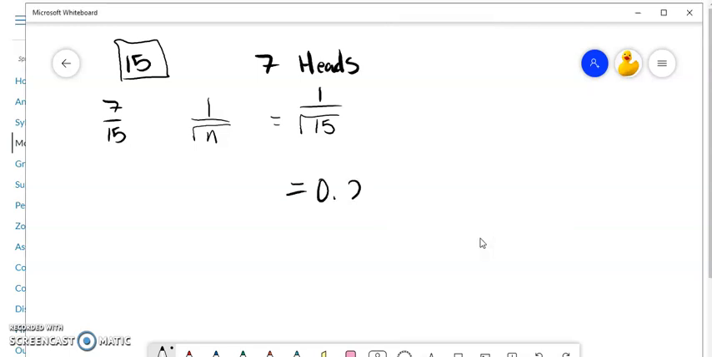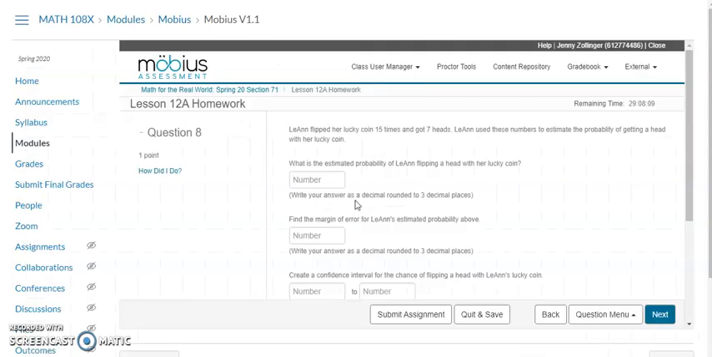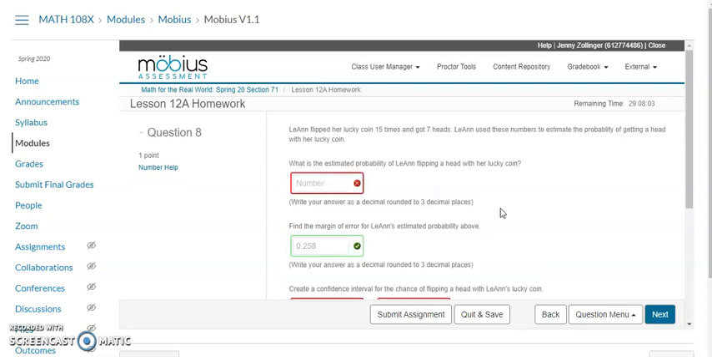0.258. I think it wanted 3 decimals on this one. Yeah, and so rounding to there was our margin of error. And so that's looking okay on this one.